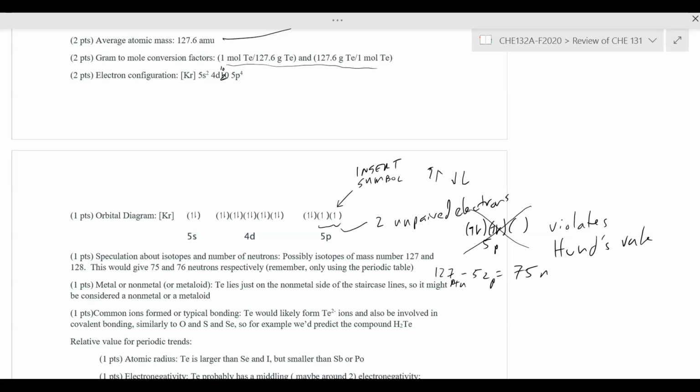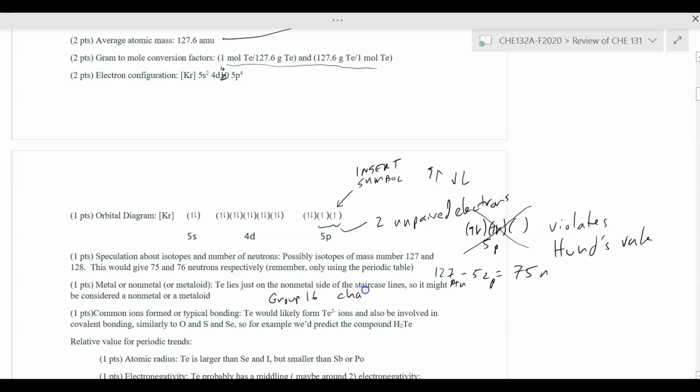And I was pretty lenient on that. Now, speculating about whether it's a metal or a non-metal or a metalloid, or if you're told what group it belonged to, something like that, that's the sort of thing I'm looking for here. Tellurium lies just on the non-metal side of that staircase line, so it might be considered a non-metal or a metalloid. It's also, group 16 has a fairly unknown name.